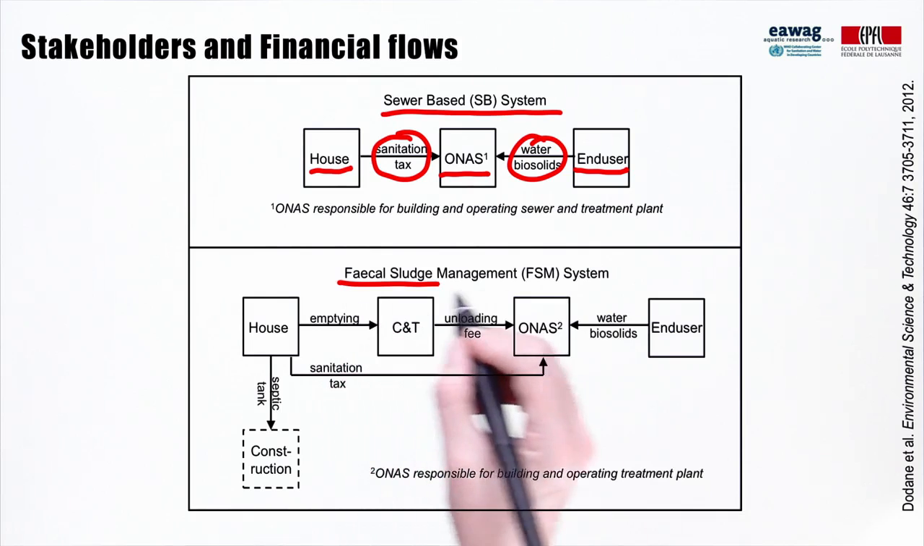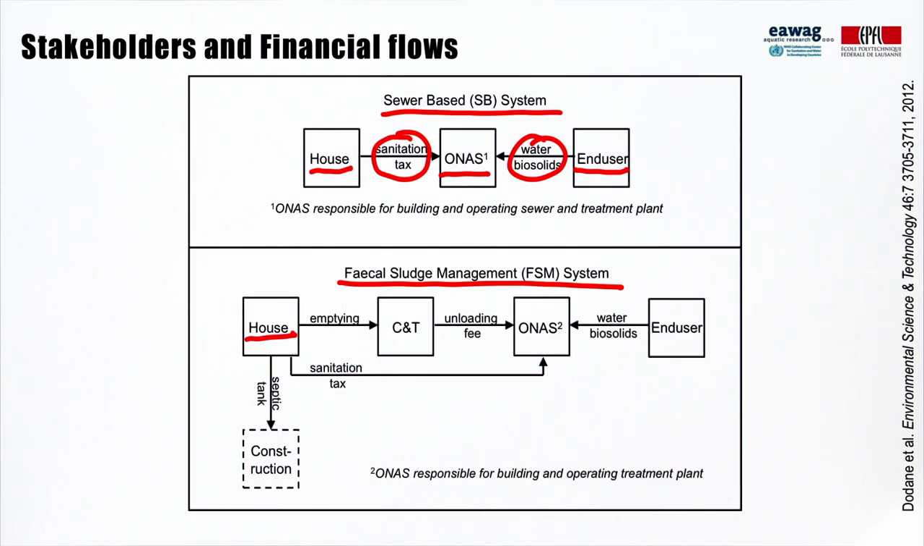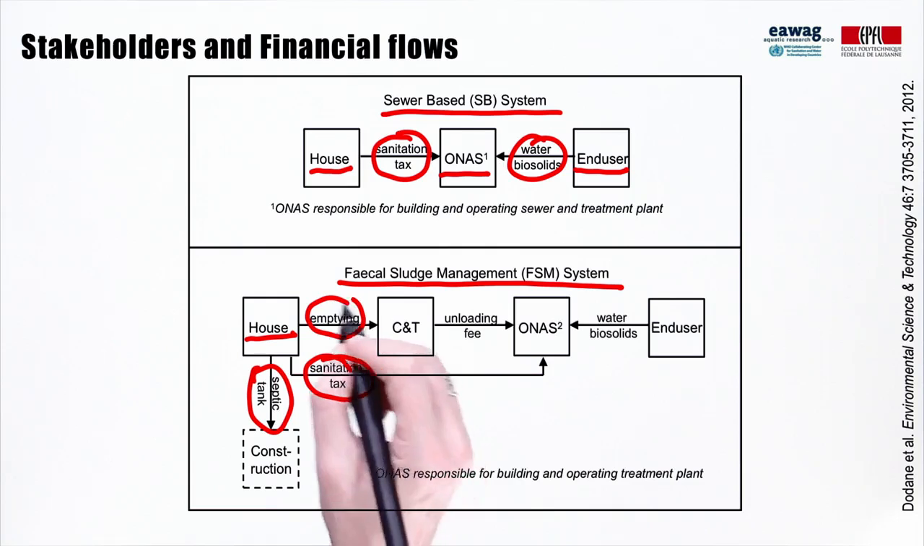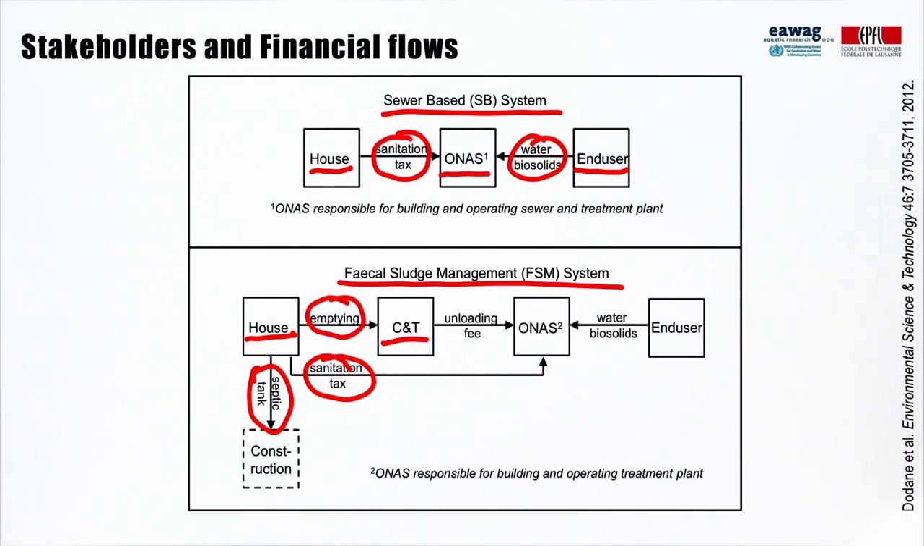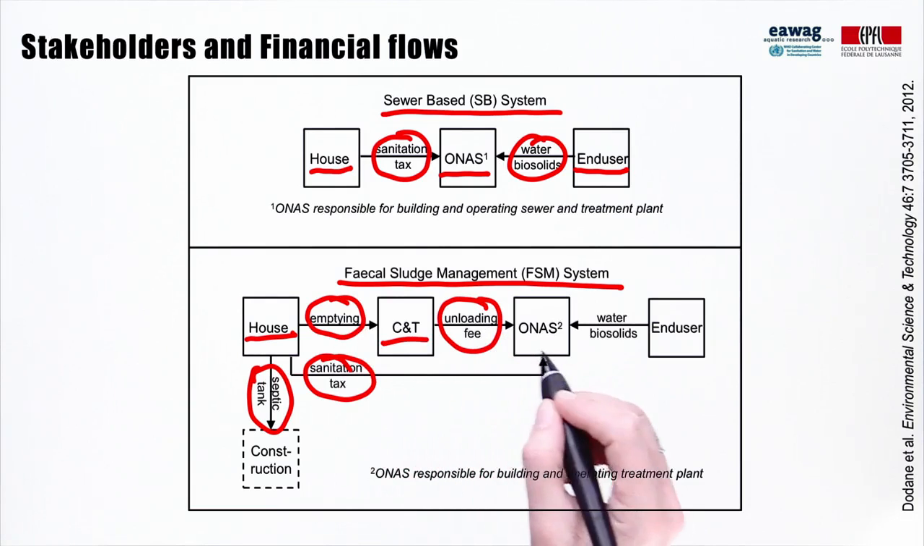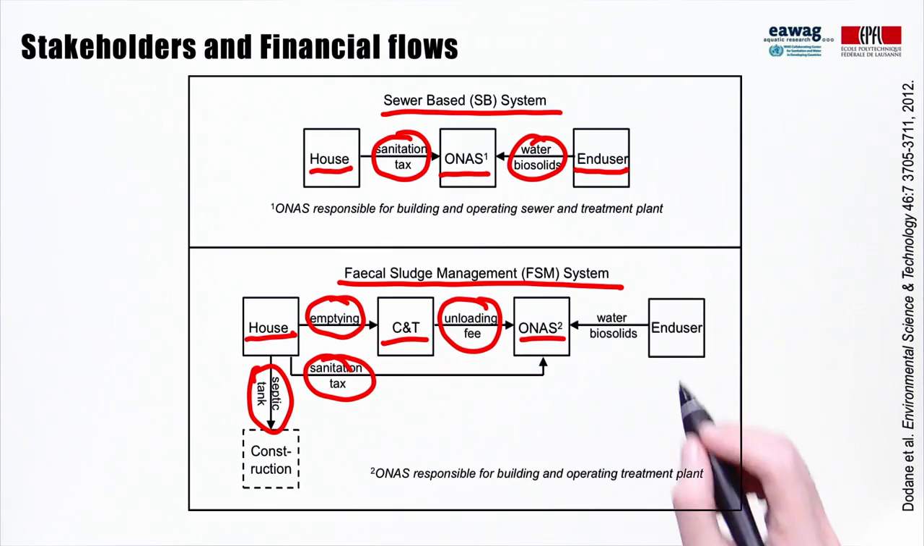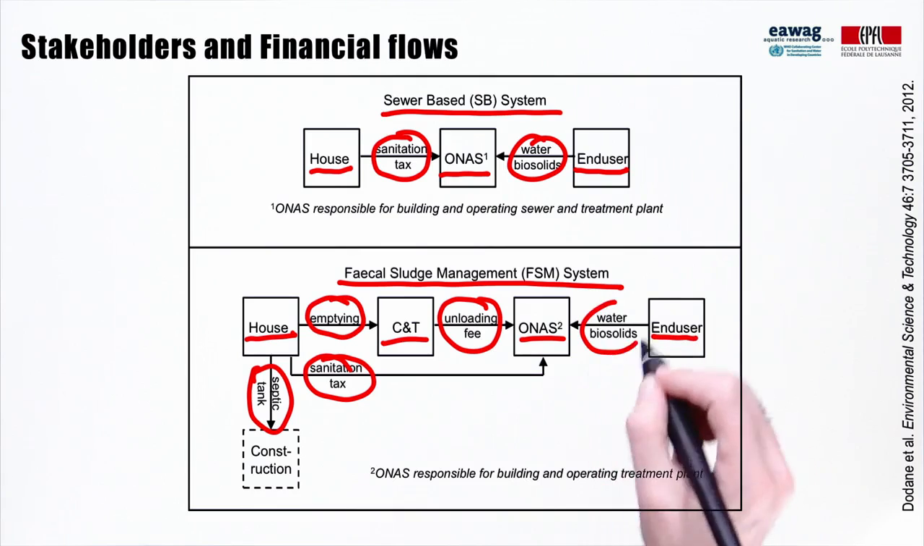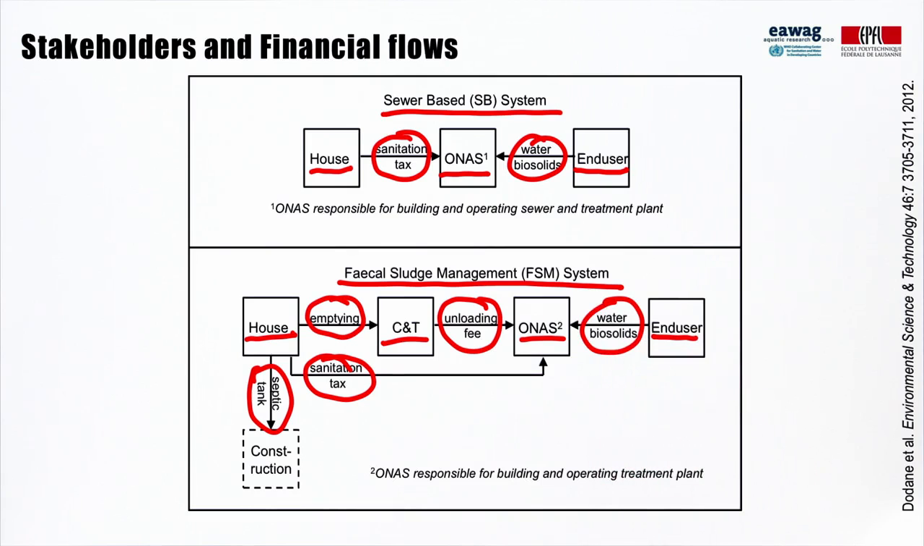With the fecal sludge management chain, again starting with the household level user, they have to pay for construction of their septic tank. They still pay the sanitation tax because it's incorporated in the drinking water tariff, even though they're not using the sewer. They also then pay emptying services from a collection and transport company. The collection and transport company then pays an unloading fee to ONAS when they discharge the fecal sludge at the treatment plant. And again, the end users are paying ONAS for the resource recovery products.